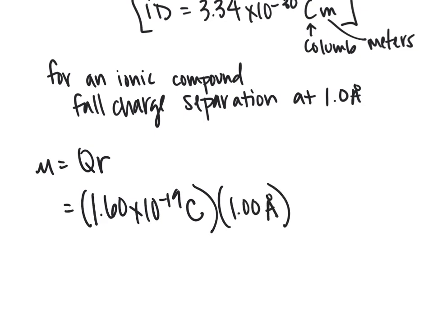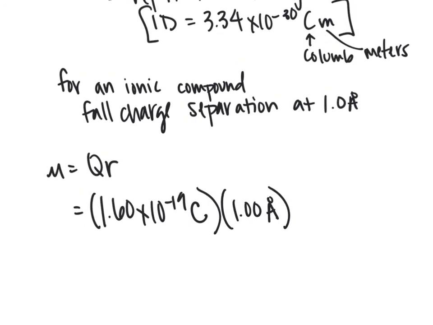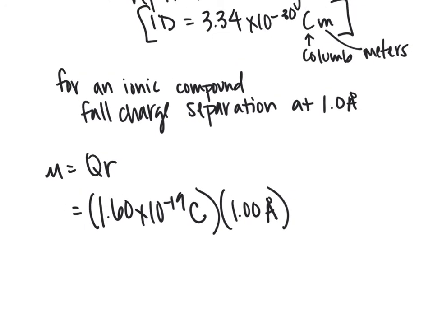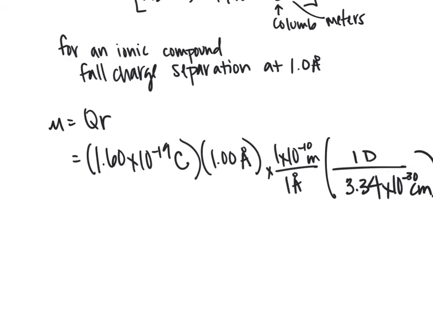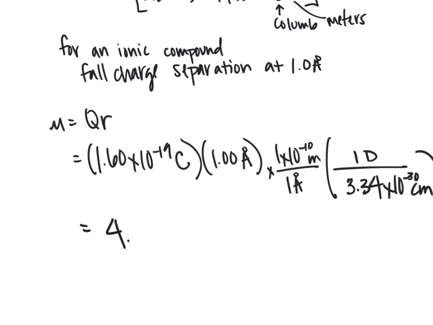Now we need to convert, because the dipole moment is given in debyes, and now we have coulomb angstroms. None of those are the right units. So we want to convert. In 1 angstrom, there's 1 times 10 to the negative 10 meters, and there are 3.34 times 10 to the negative 30th coulomb meters in 1 debye. So when we plug this into our calculator, we should get 4.79 debye.